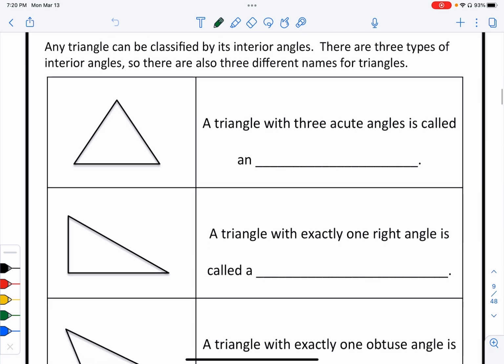So this first one, a triangle with three acute angles, is called an acute triangle. Okay, all these angles are less than 90 degrees. They are less than 90 degrees.